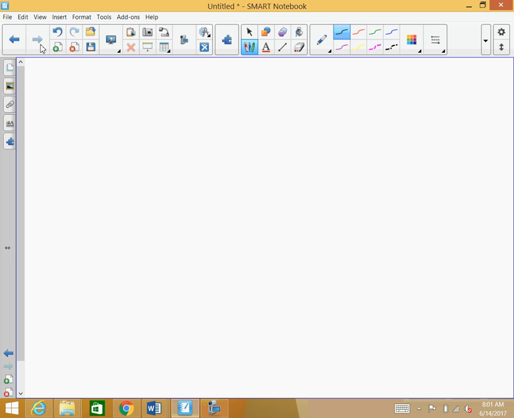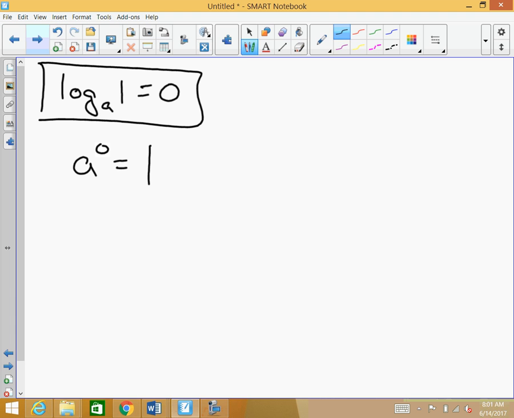If I take a look at one of the basic properties of a log, it is that the log base a of 1 is equal to 0. And this all flows from the fact that no matter what, if I have any base to the exponent 0, it's going to be equal to 1. So this is a fundamental property.